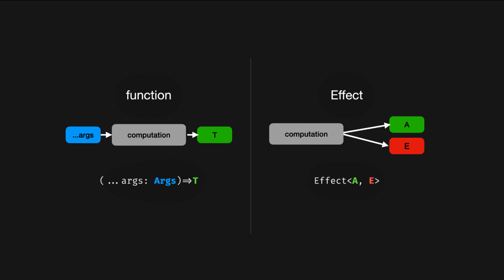Now an effect is also complete. It not only encodes the happy path with success type A, it also encodes the failure path with type E. Type signatures help us so much that going forward, we will try to make sense of type signatures first and then talk about concrete implementations and use cases.